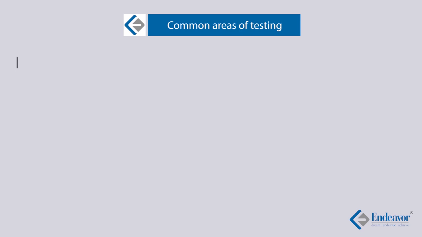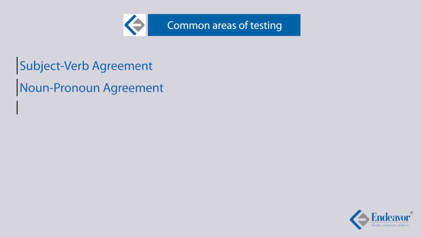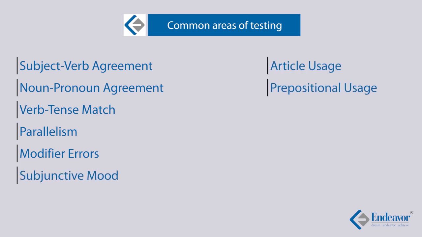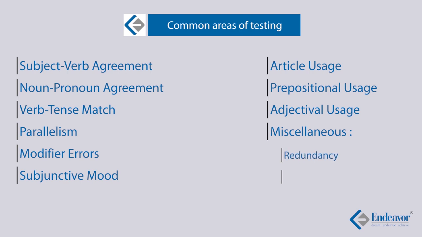What are these areas? Subject-verb agreement, noun-pronoun agreement, verb-tense match or mismatch, parallel structures, modifier errors, mood, particularly subjunctive mood, article usage, prepositional usage, adjectival usage, and a host of miscellaneous things like redundancy, punctuation and spellings, and usage finally.